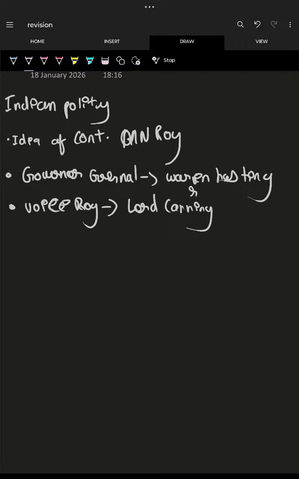Law Member Macaulay was constituted for the codification of law. Lord Macaulay.